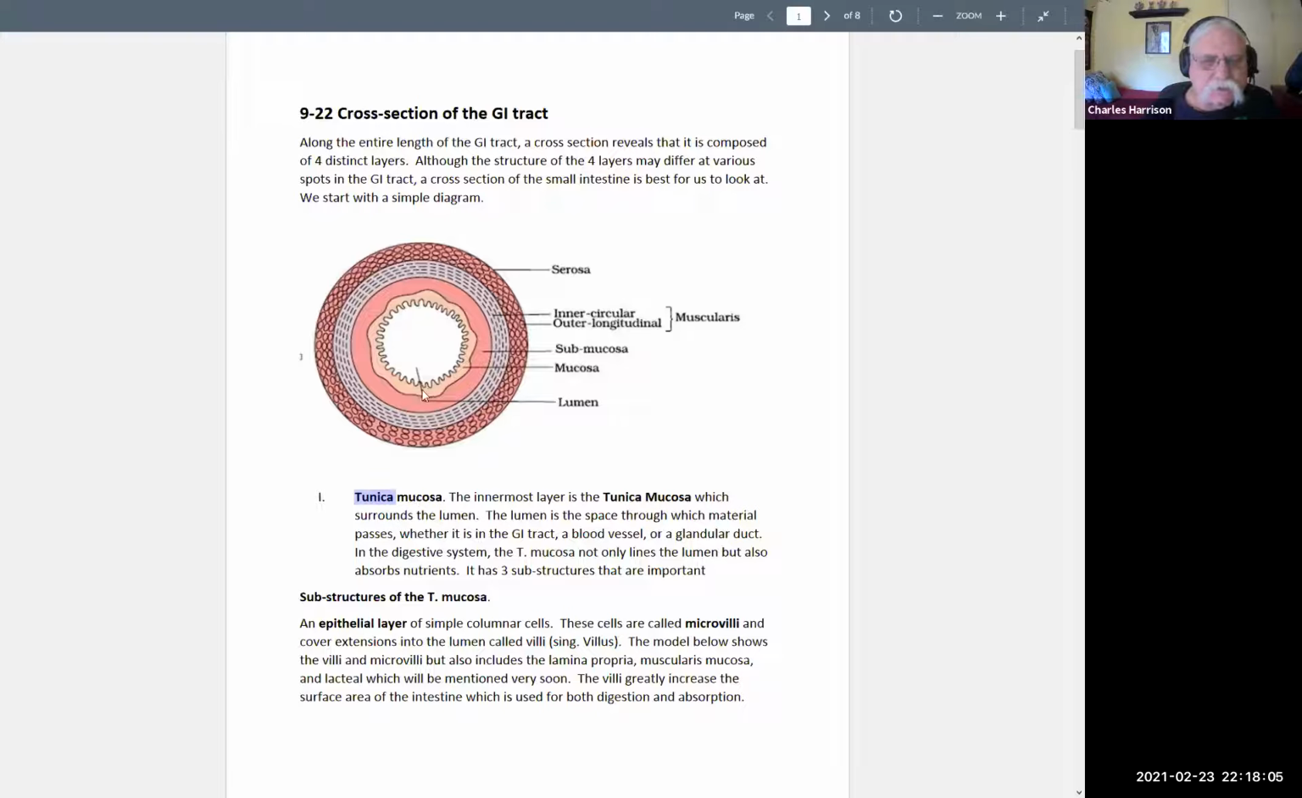This layer is subdivided into three parts. We have other layers out here yet to talk about, and fortunately, they are not subdivided into three parts. So the tunica mucosa probably needs the most attention.